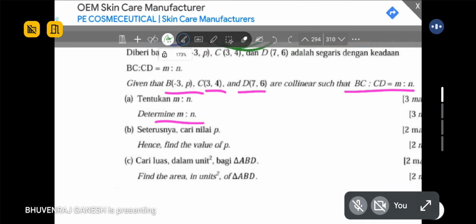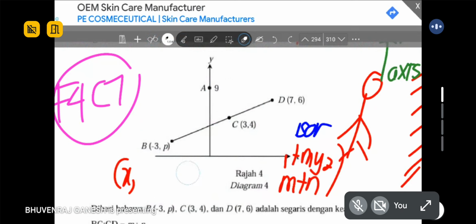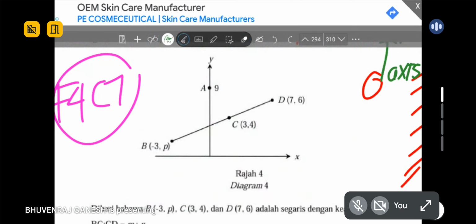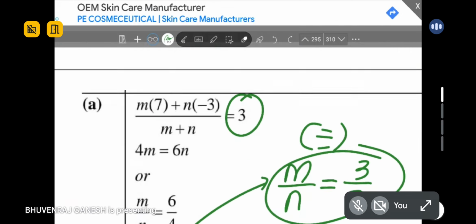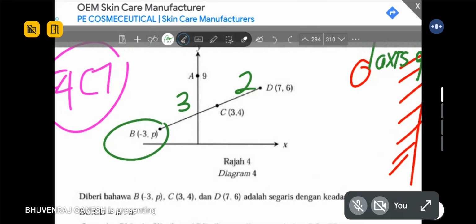Alright, next one. They ask you to find the value of P, guys. Kamu kena cari nilai P. So how do we find the P? You see over here, this is your P. You already get the M and N, right? So M is 3, N is 2, based on just now answer. Okay, M 3, N 2. So what can you do? You just use the formula.